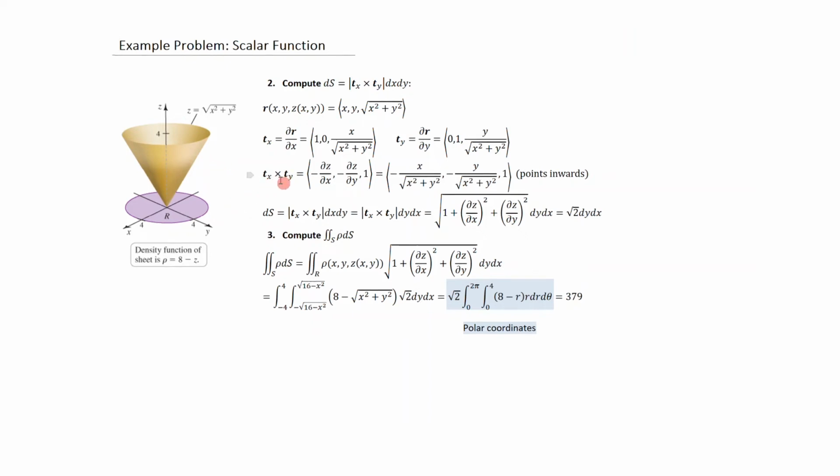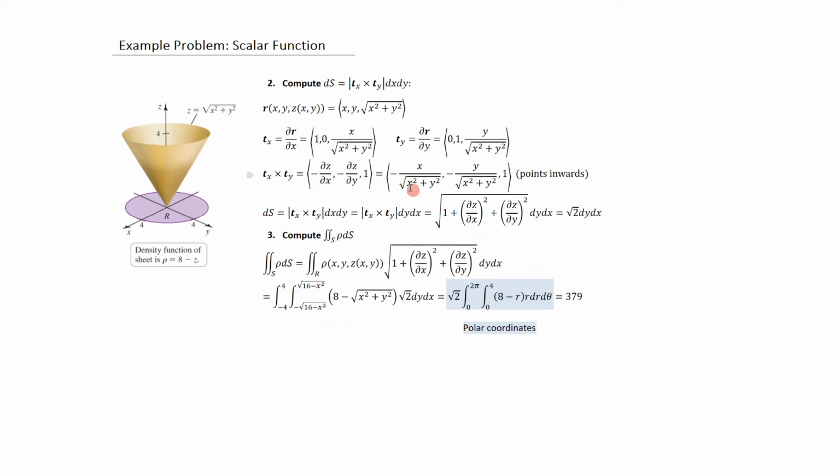All right, now that we have the cross product, the next step is to take the magnitude of this expression times dx dy, which is the magnitude of the differential surface area of any given element on the surface. And so all we're doing now is taking the more generalized form, which is the square root of 1 plus (dz/dx) squared plus (dz/dy) squared, times dy dx. And you can just take this expression here and take the square root of the magnitude.